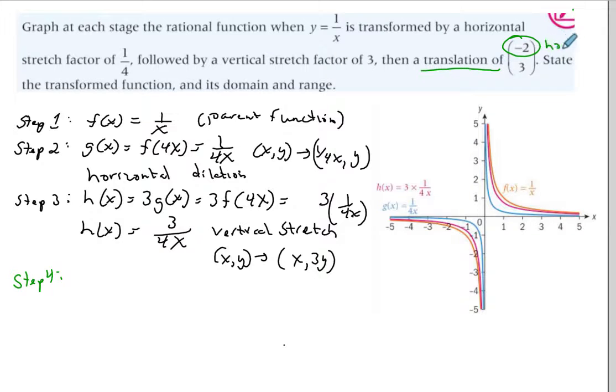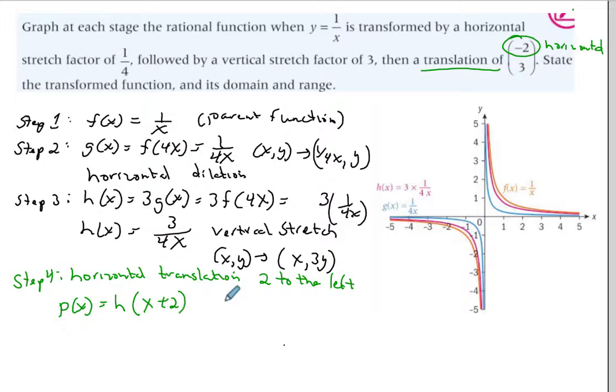I'm going to start with this top one, which is my horizontal translation, and then I'm going to do my bottom one. Horizontal translation means that I'm going to move this graph. Since it's a -2, that means 2 to the left. So let's say I have the new function p of x. That's going to be my last h of x function, but this time I'm going to move 2 to the left. So that becomes h of x plus 2.